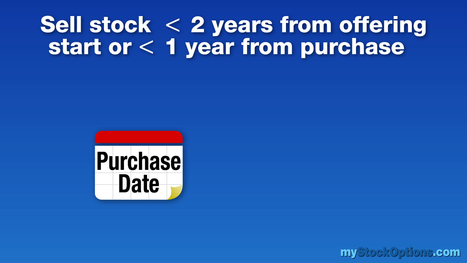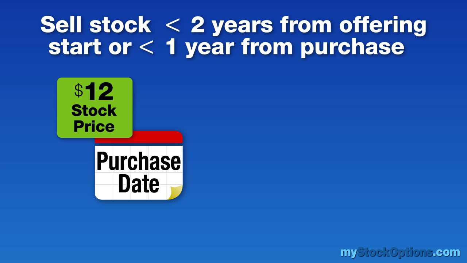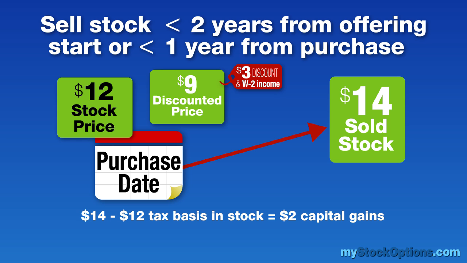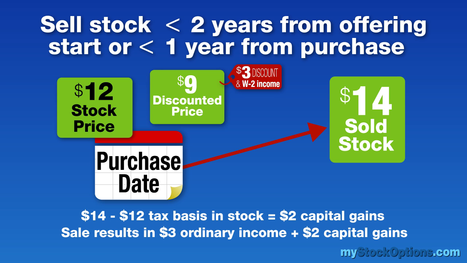So in this situation, you're going to have ordinary compensation income based on the spread at purchase. So the difference between that $12 price and the $9 price, it's going to result in $3 of ordinary income. And then you actually sold the stock at $14. So you're going to subtract from the $14 your $12 tax basis in the shares, and you're going to have $2 in capital gains income.